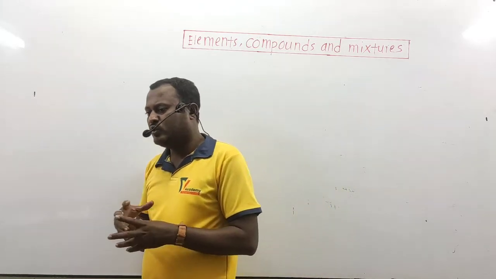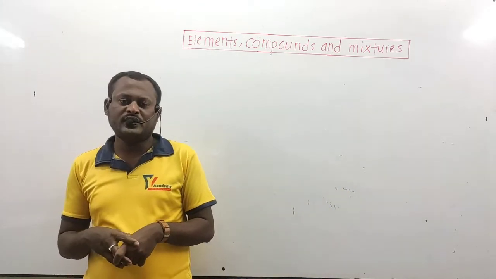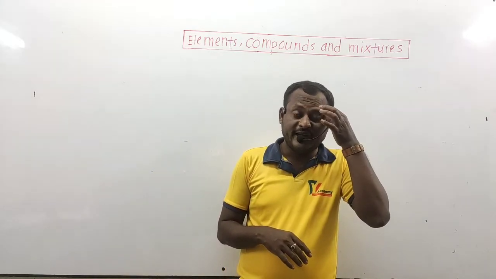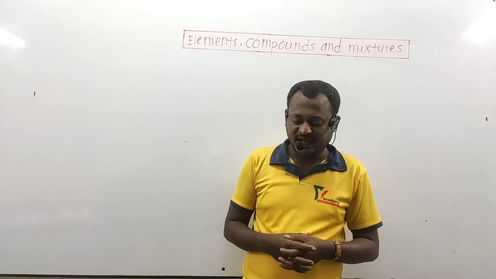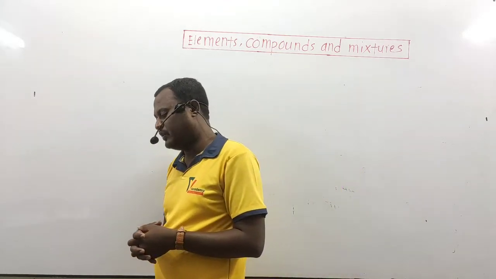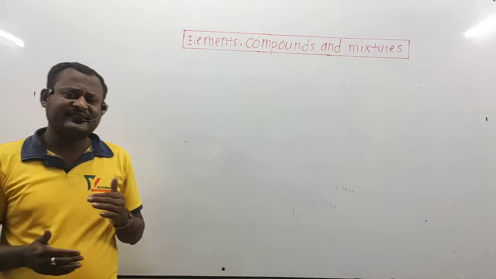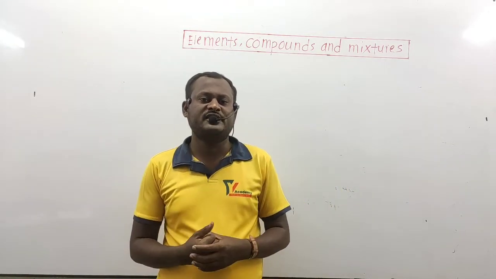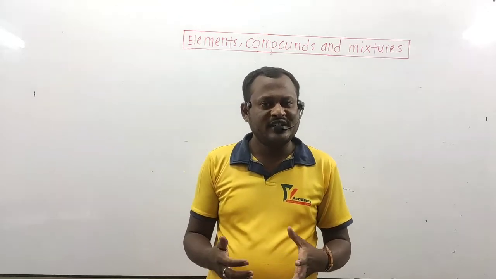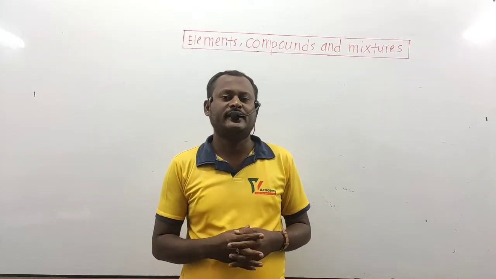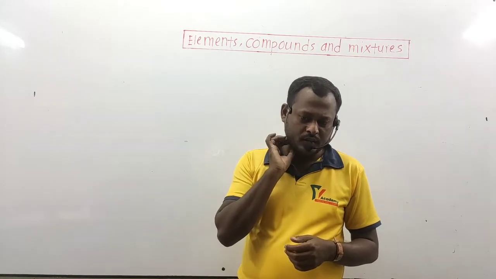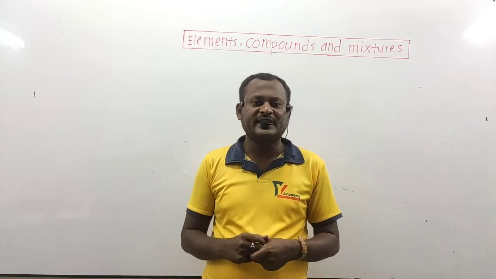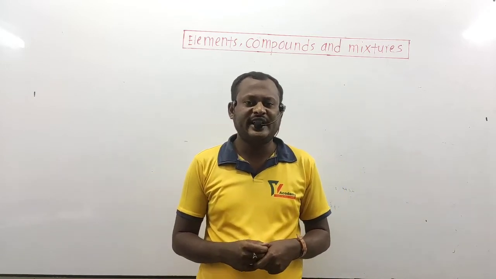So for example, water. Water is a compound of hydrogen and oxygen. That's why water is a compound, and these elements and compounds are pure substances. Water is a pure substance. Gold is a pure substance. Understand? And mixtures may be of two types. We know that: homogeneous mixture and heterogeneous mixture.